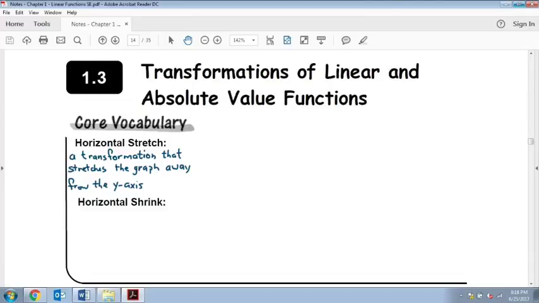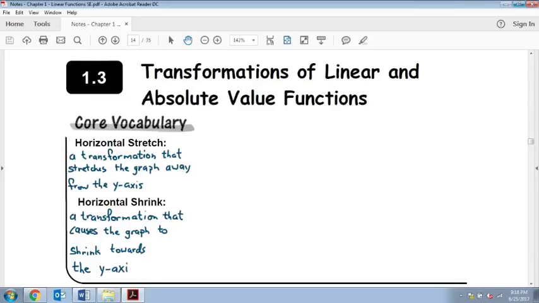smaller. A horizontal shrink is a transformation that causes the graph, C-A-U-S-E-S, the graph to shrink, that is an S, towards the y-axis. Alright? And those are your horizontal stretches and shrinks.